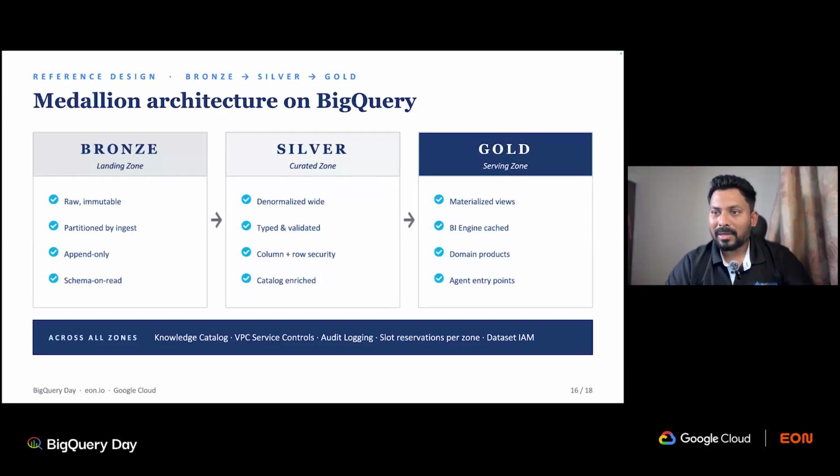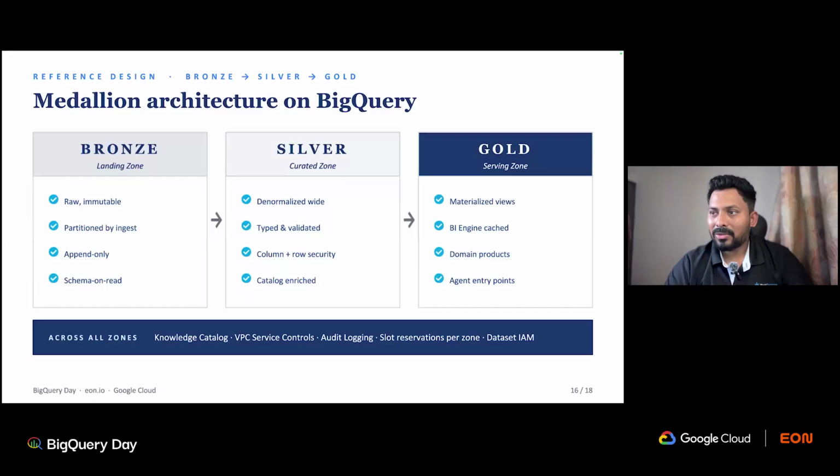There we can have the data partitioned by ingest time. We can append only, will not do any transactions, and will not do any kind of truncate. We'll just keep the read-only schema. Once data is available in the landing zone, you can apply your transformation and your business logic, and then you have your denormalized wide table data in the silver zone.